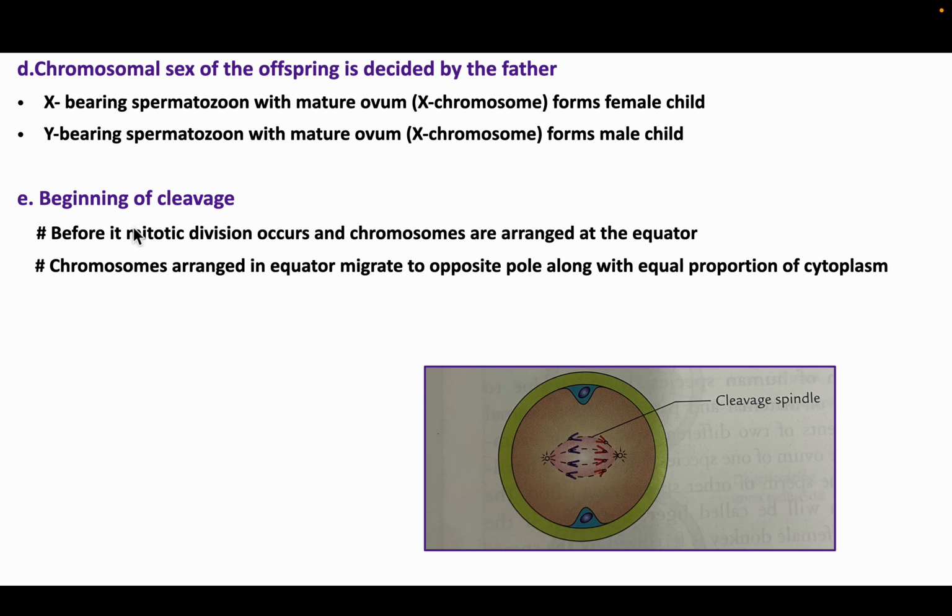Now, the beginning of cleavage: before this mitotic division occurs, the chromosomes are arranged at the equator. Now, the chromosomes arranged at the equator migrate to the opposite poles with an equal proportion of the cytoplasm.